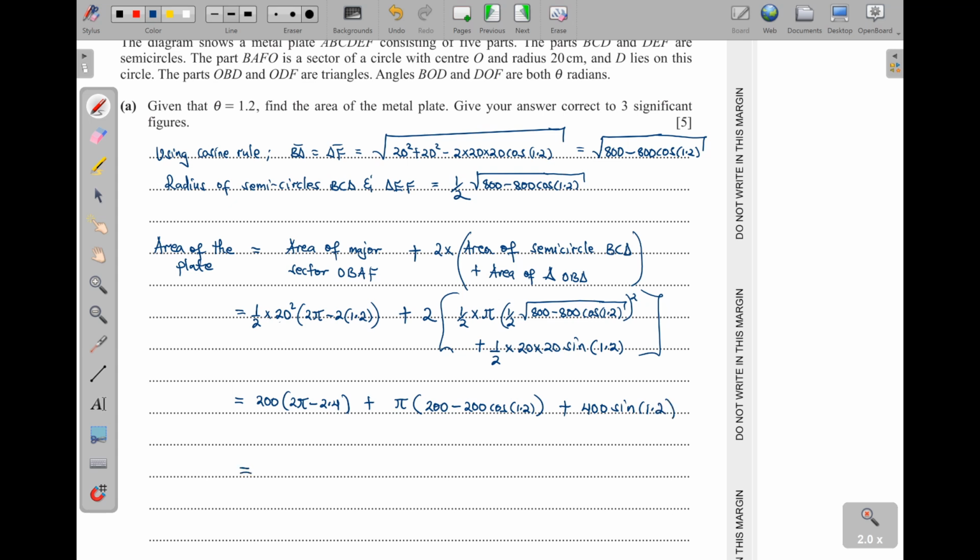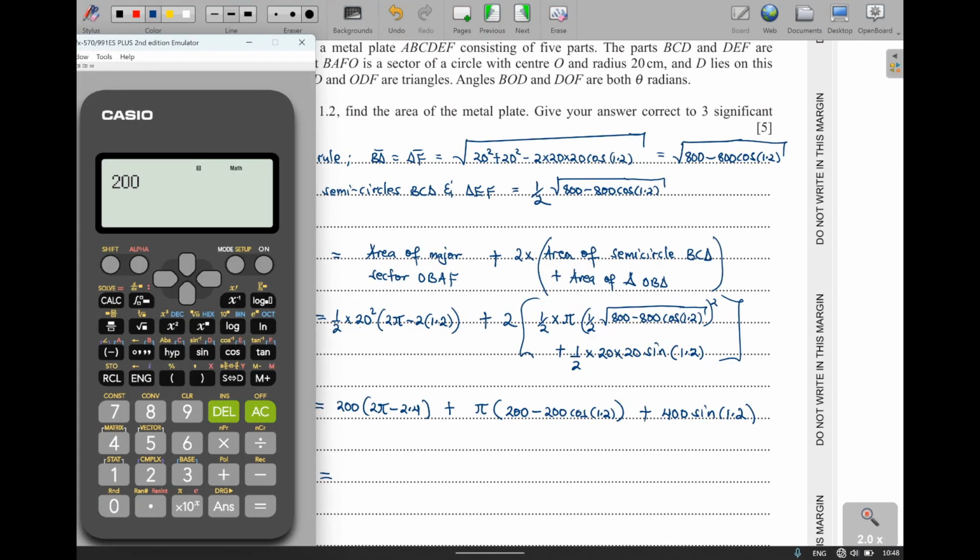Now I put everything here in the calculator and then we see what we get. Okay, 200 into 2 pi. Now my calculator here is in degrees. Okay, so I need to first change it to radians. Shift mode, then rad is 4, then we have 200 into 2 pi minus 2.4, then we have pi into 200 minus 200 cosine of 1.2, close that bracket, then close the bigger one, then plus 400 sine of 1.2.